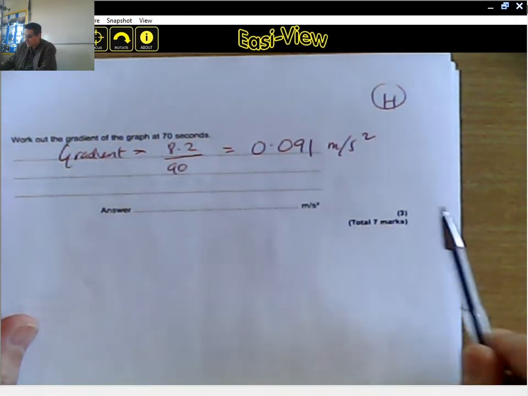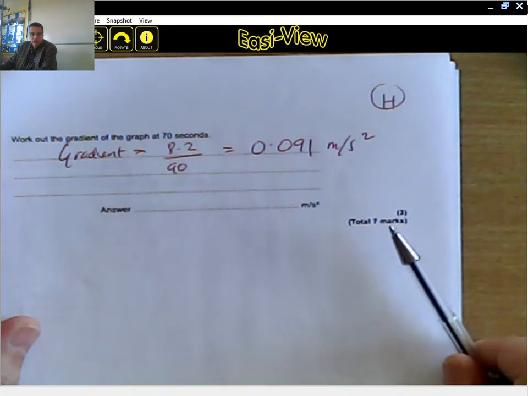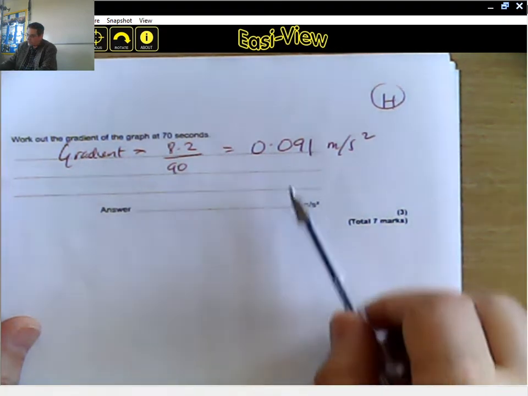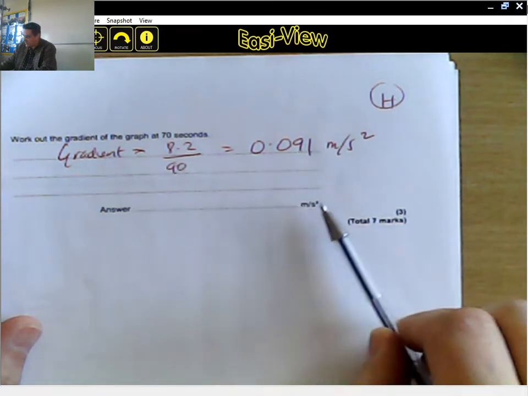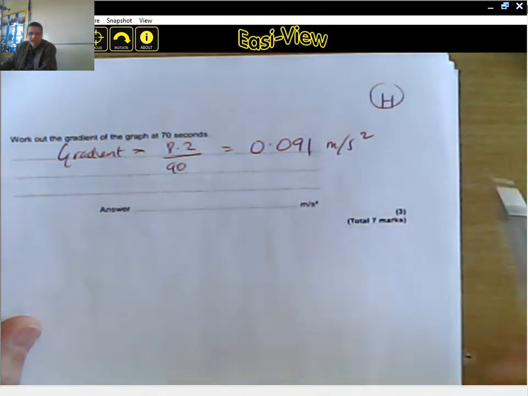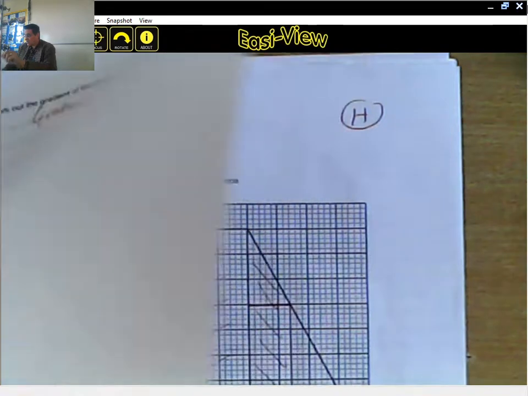3 marks. You can get your marks for showing the gradients on the curve, doing yourself a little triangle, dividing and specifying. Actually, no, there's no mark for specifying the unit because they give you the units there anyway. And that's all there is on the higher sheet.